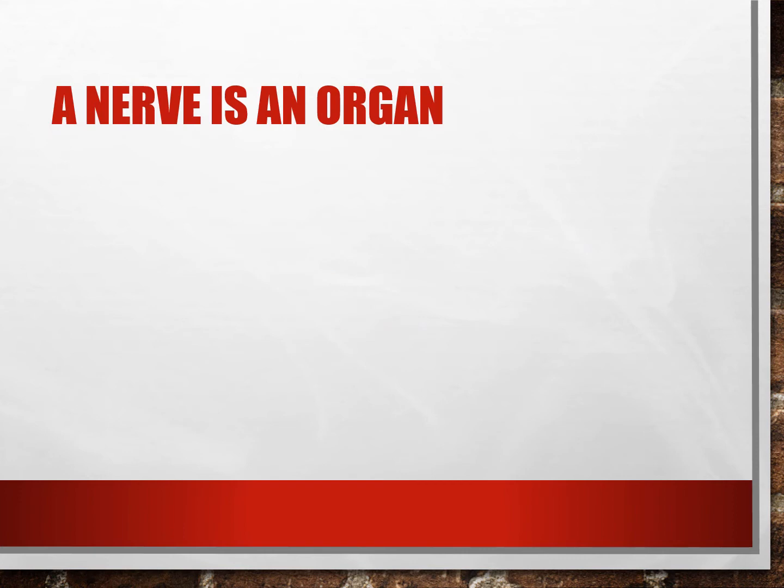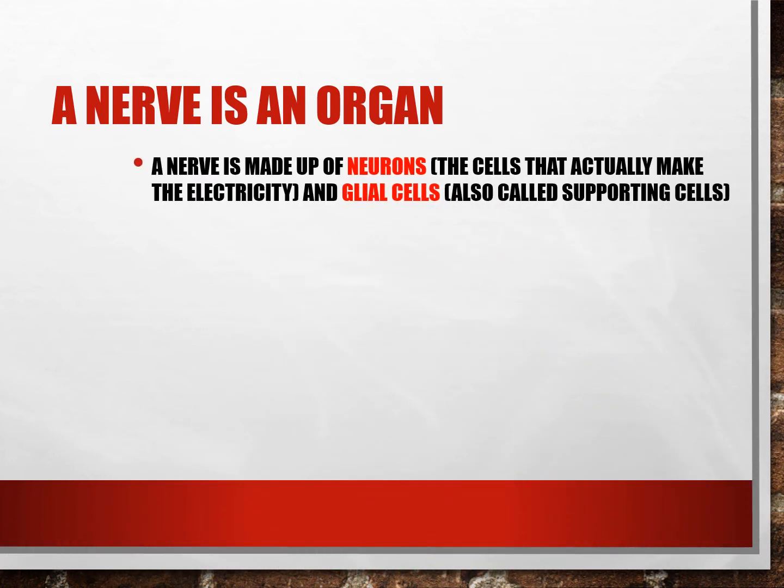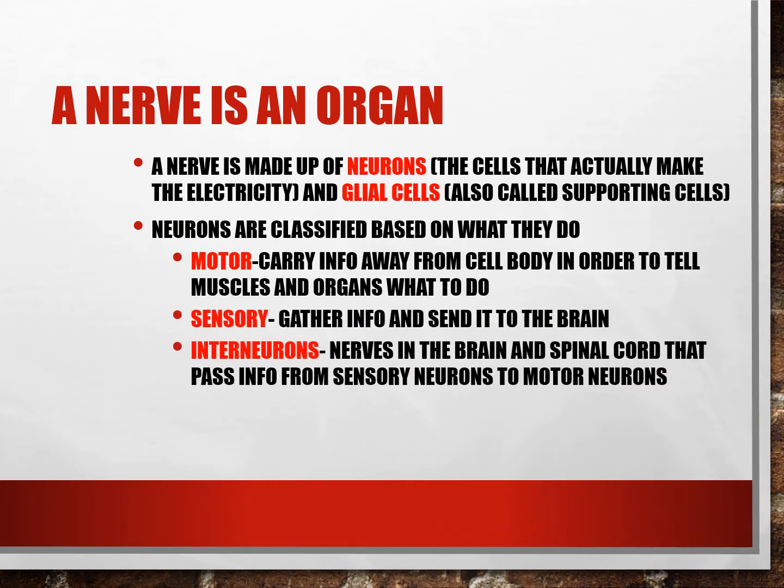So like I mentioned, the nerve is an organ. And so nerves are made up of neurons, which are the cells that actually make the electricity, and these things called glial cells, which are also called supporting cells. Glial cells do not make electricity, but they do help the neurons do their job. And like I mentioned, we can classify neurons based on what they do. I've already talked about motor neurons and sensory neurons, but then we have one that's called interneurons.